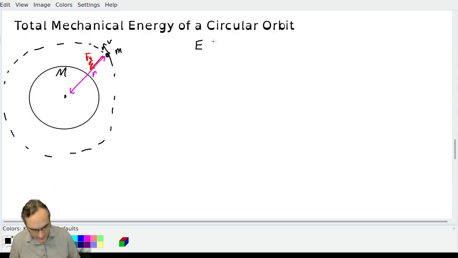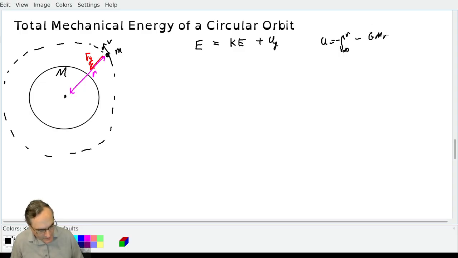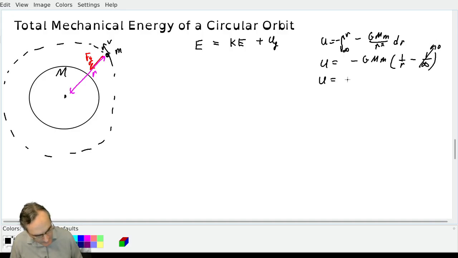And that's going to be useful to us because the total mechanical energy is the kinetic energy plus the gravitational potential. While we can figure out the gravitational potential pretty quickly at this point, negative integral from infinity to r of G central mass orbiting mass over r squared dr, integrate that through, get minus GMm times 1 over r minus 1 over infinity, which just goes to 0. So we've got our gravitational potential energy. That's pretty easy. What we don't quite have yet is that kinetic energy.